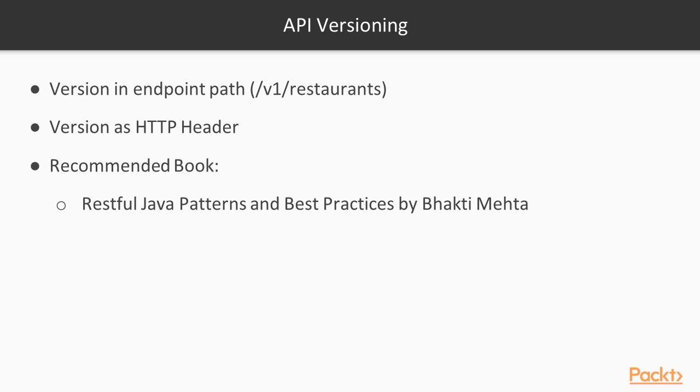As you can see, the restaurants resource is prefixed with v1. The other method is versions as an HTTP header. The HTTP header can be a custom request header or an accept header to represent the calling API version. You can refer to RESTful Java Patterns and Best Practices by Bhakti Mehta for more information about APIs and their related concepts.